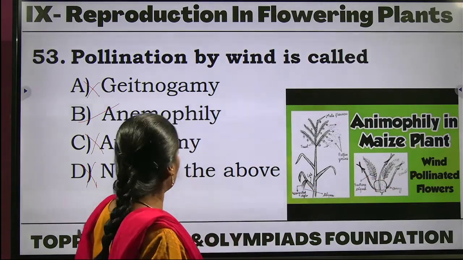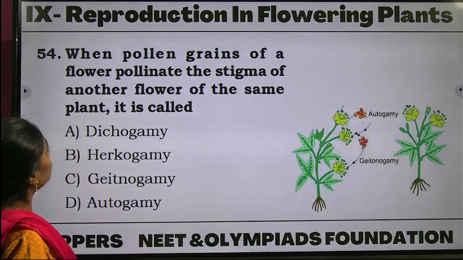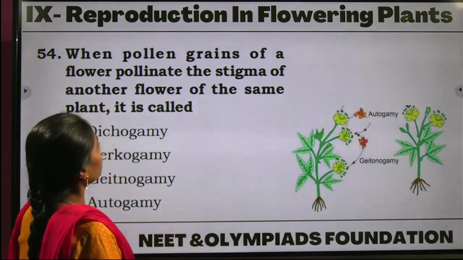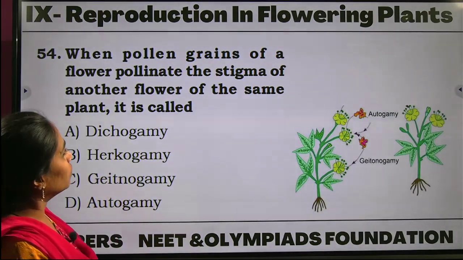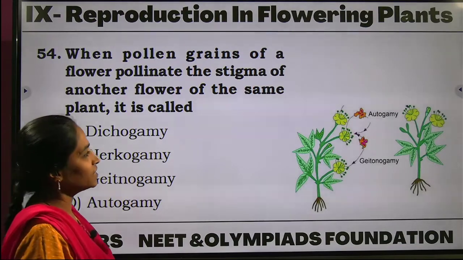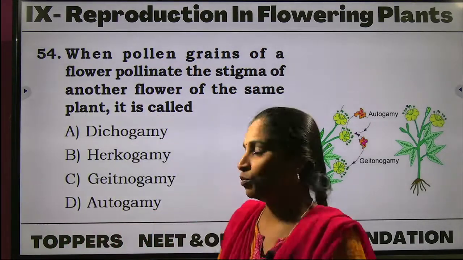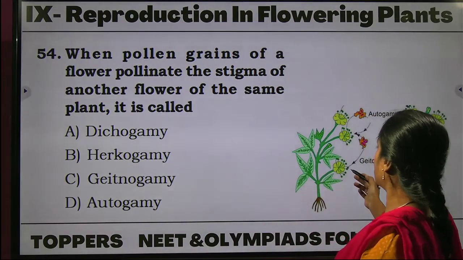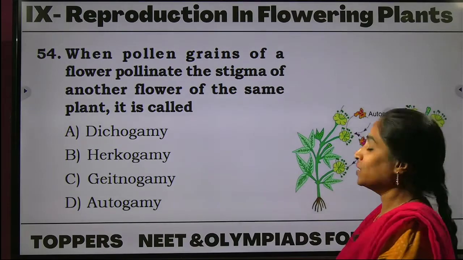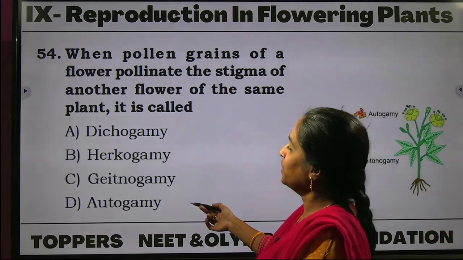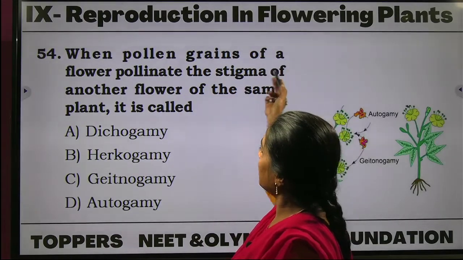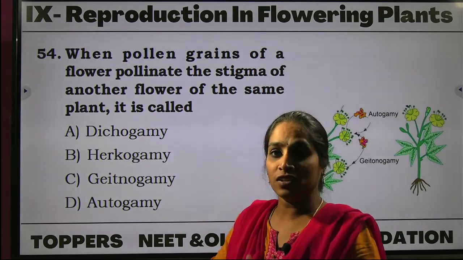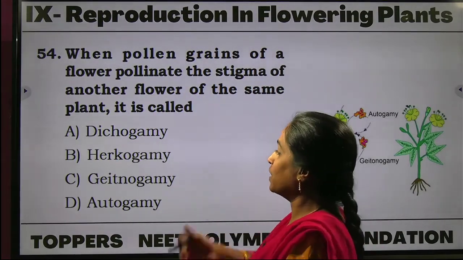Coming to the next question. When pollen grains of a flower pollinate the stigma of another flower of the same plant, it is called. Up till now we have discussed what geitonogamy is and what autogamy is. Geitonogamy is when the pollen grain of one flower pollinates the stigma of another flower of the same plant.